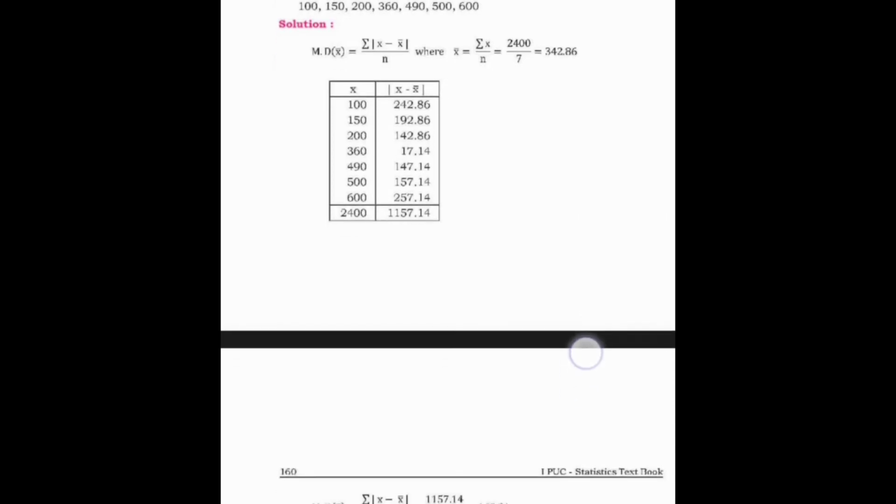Problems on mean deviation. Calculating a mean deviation is from mean, from median and from mode. I will tell you how to calculate from mean. In example 10, the sum of the x values is given. You just calculate x bar.